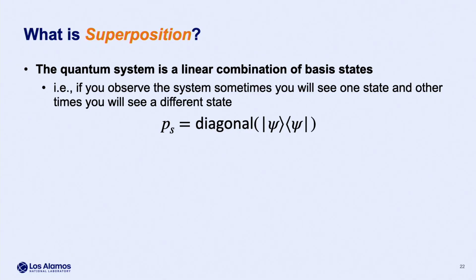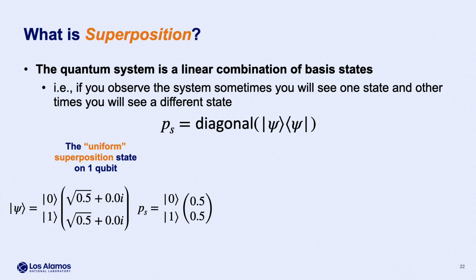So in a quantum computer, the computer can be in a linear combination of the basis states. If you observe the system multiple times, sometimes you see one basis state, other times you see another basis state. This particular state, which you've seen so far, where we just split the probability of seeing 0 and 1 equally, is called a uniform superposition state, because the probability that you see any given bit vector is the same. It's like if you just draw every bit uniformly at random, this is the distribution you would see.